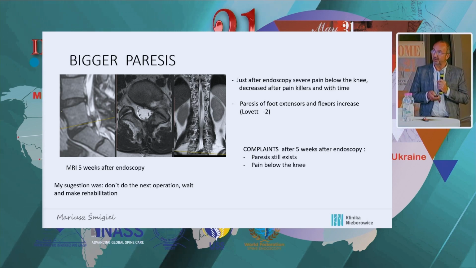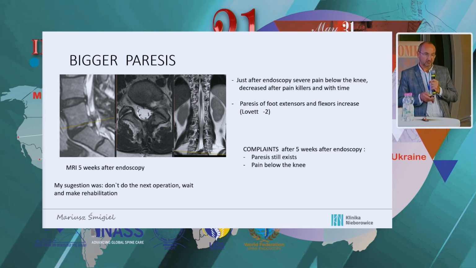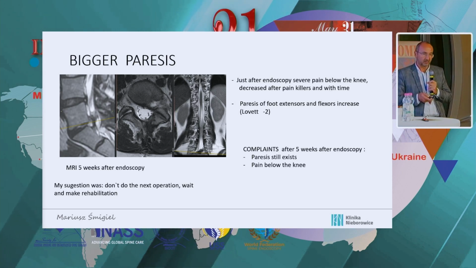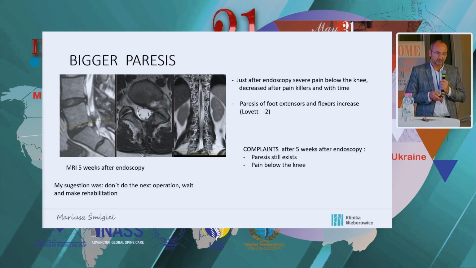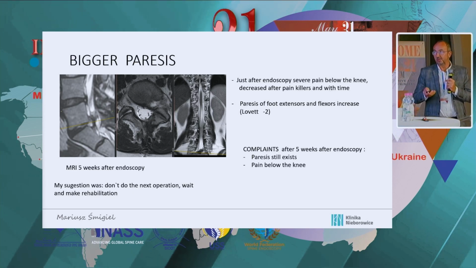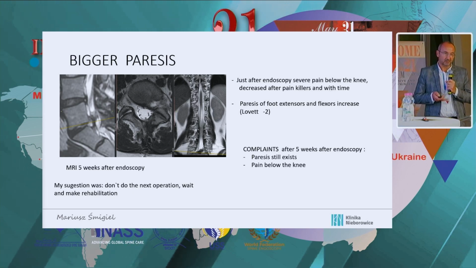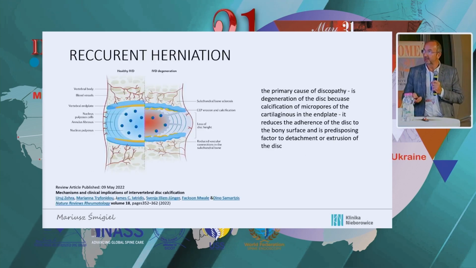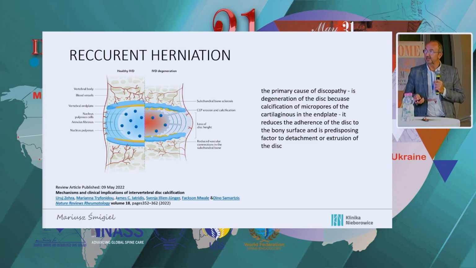This is the control MRI after my endoscopy. I recommended her to wait before the next surgery, because the next surgery should be fixation, I think, and maybe open, I don't know, open or endoscopic decompression. But I don't know what is going on with her, because she came to me only 4 weeks after operation. And recurrent herniation, maybe it is not a complication, but it is normal statistics.